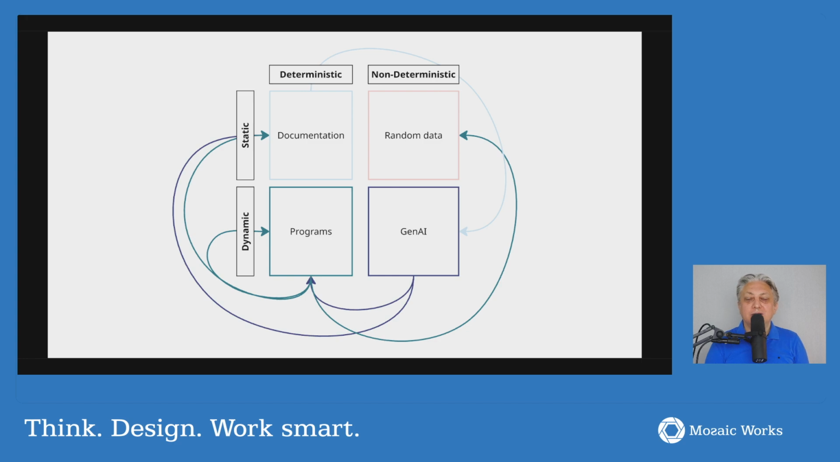So because of this, I'm introducing a quadrant that discusses the different areas for determinism, non-determinism, static and dynamic content or domains, and how we can move from each other and how this helps us in software development.